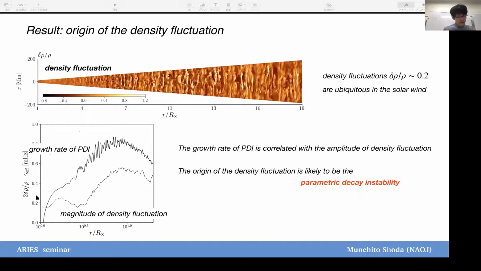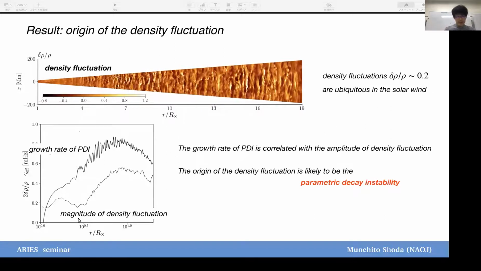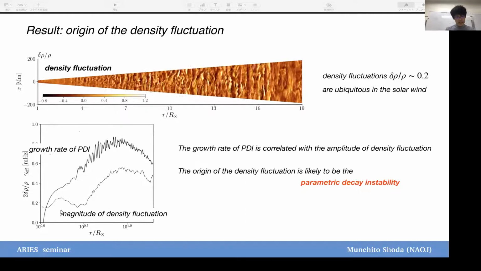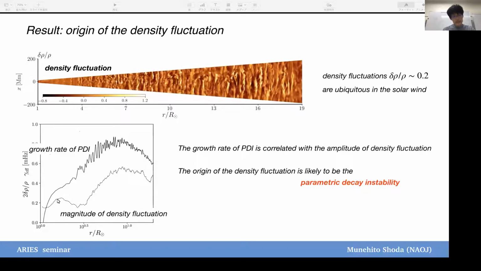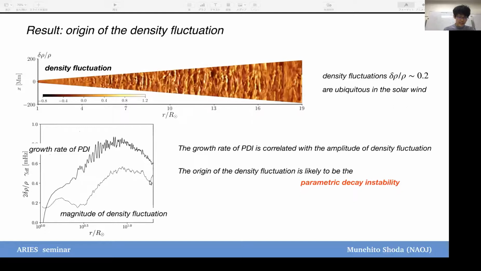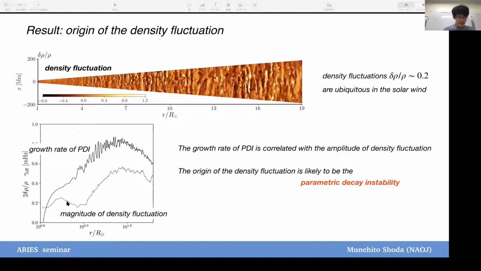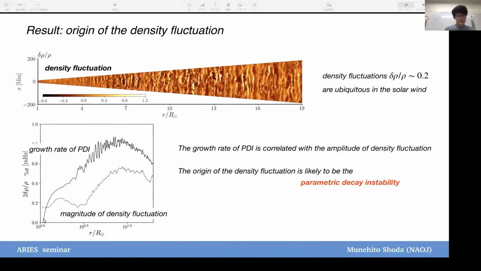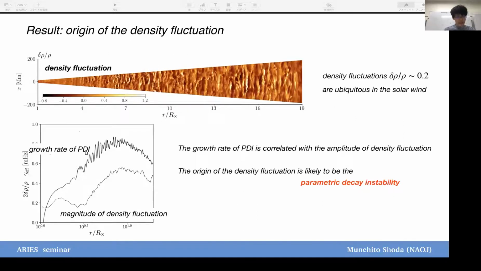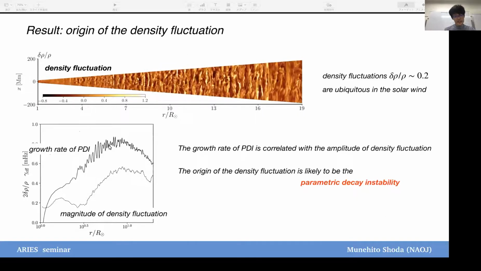And shown in the left bottom panel is the spatial profile of the density fluctuation and the growth rate of the parametric decay instability. This black dashed line shows the magnitude of density fluctuation, which is calculated by the simulation. And what is also shown by this black solid line is the growth rate of the parametric decay instability, which is calculated by analytical formulation and simulation result.